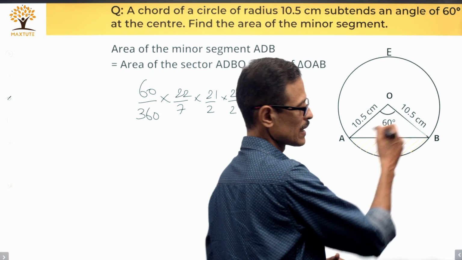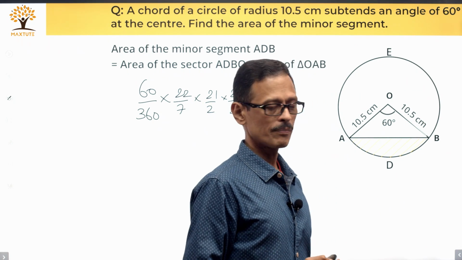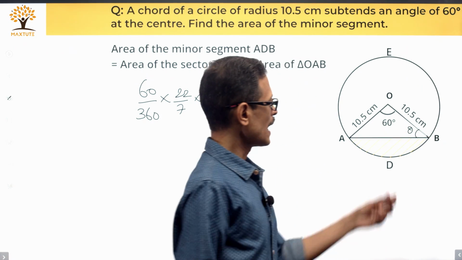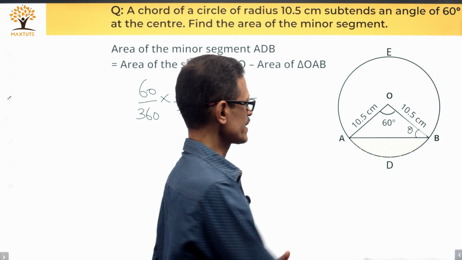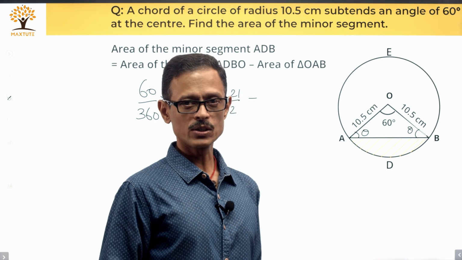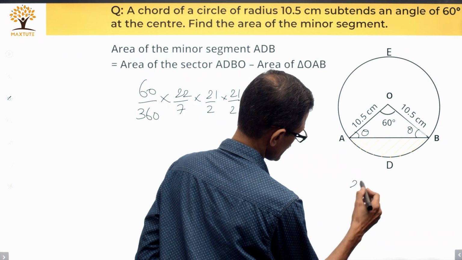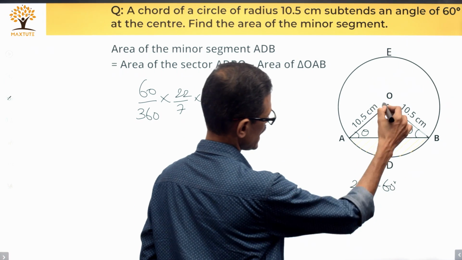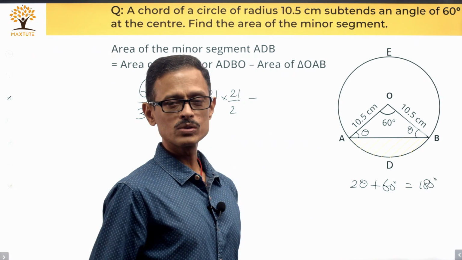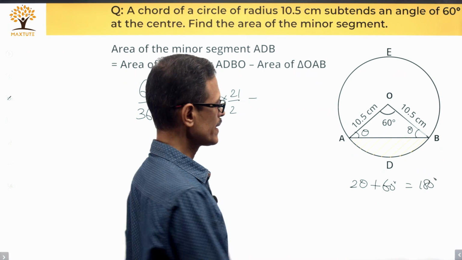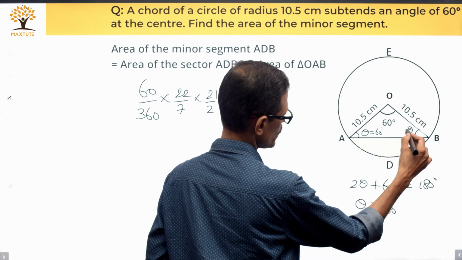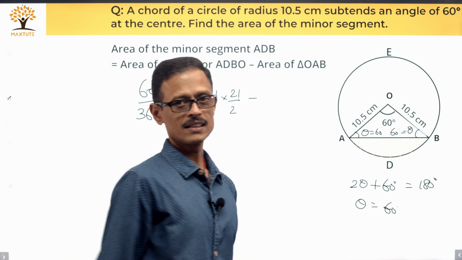If these two sides are equal, the corresponding opposite angles should be equal. The angle opposite to OA is angle B, let us say that is equal to theta. The angle opposite to OB is angle A, that is also equal to theta. In any triangle, the sum of the interior angles is equal to 180. Theta plus theta, 2 theta, plus the 60 degrees, which is the angle at O, is equal to 180 degrees. 60 goes to the right hand side, 2 theta is equal to 120, or theta is equal to 60 degrees. If all three angles are equal, then the triangle is an equilateral triangle.